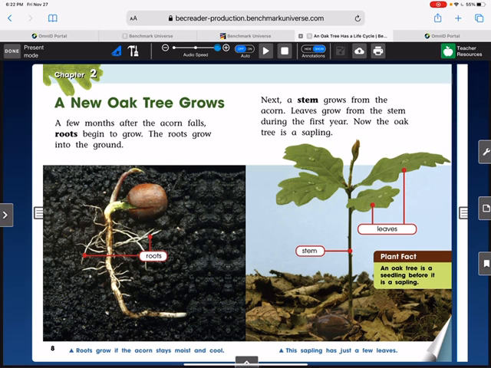Blue captions. Roots grow if the acorn stays moist and cool. You know what? It didn't tell me that in the regular text, did it? Now I know that if it doesn't have a moist and cool environment, the roots can't grow. Next caption. This sapling has just a few leaves.